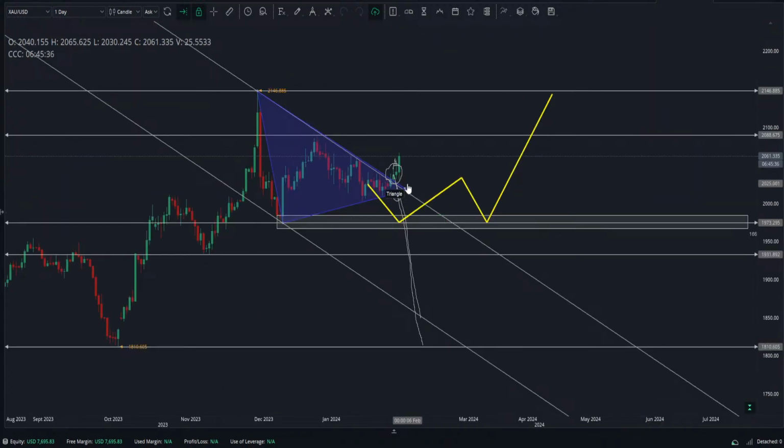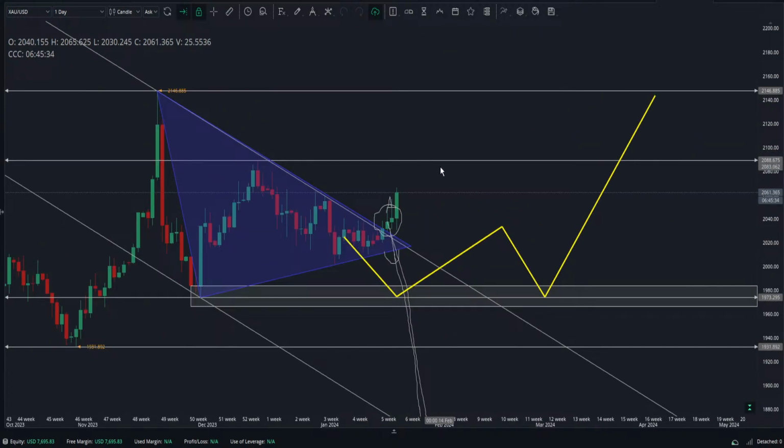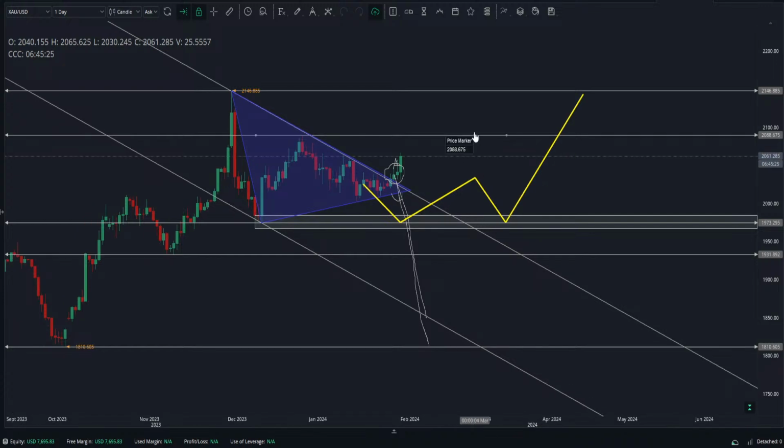Gold finally broke out. I told you that if it breaks out, then 2088 will be first targets. If it trades above that, then 2146 will be exposed. So that becomes my first level of resistance, 2088. The next level of resistance becomes 2146, and on the downside we have a support around 1973.